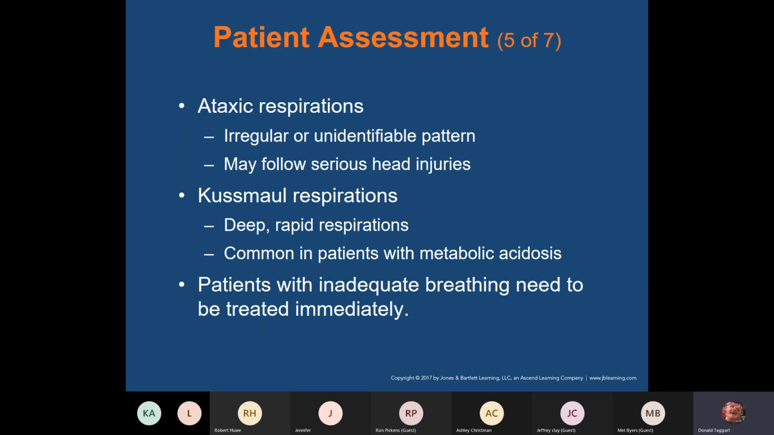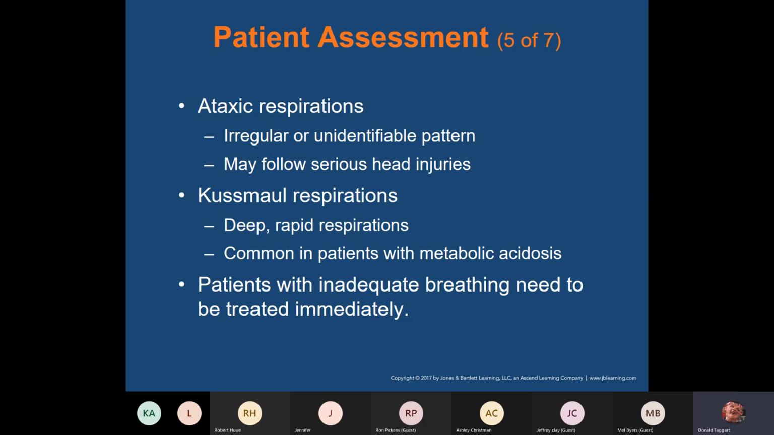Okay, ataxic respirations kind of goes along with the Cheyne-Stokes, just irregular. There's just no pattern to it. And again, a lot of times irregular breathing patterns like this revolve around head injuries. Okay, Kussmaul's respirations, deep, rapid respirations, common in patients with a metabolic acidosis.